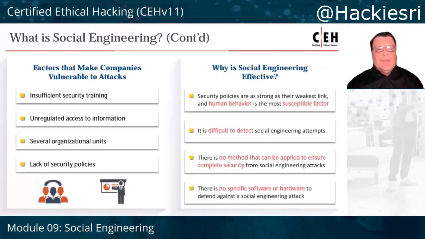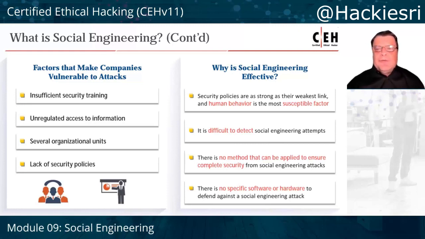What is social engineering, continued? Factors that make companies vulnerable to attacks include insufficient security training, unregulated access to information, several organizational units, and lack of security policies. Also, there might be a diffusion of responsibility or accountability in the chain of command in the company. And another thing is that people in general like to be helpful and like to be giving. So that, of course, plays right into the social engineer's tool set.